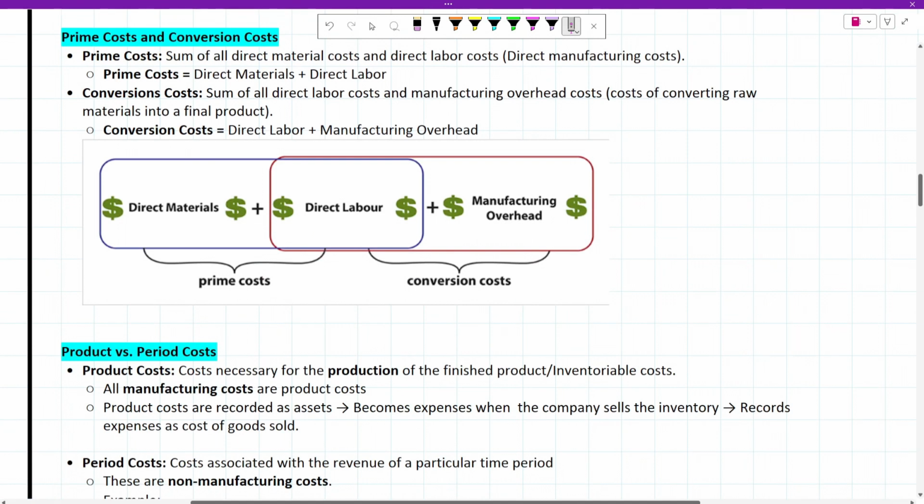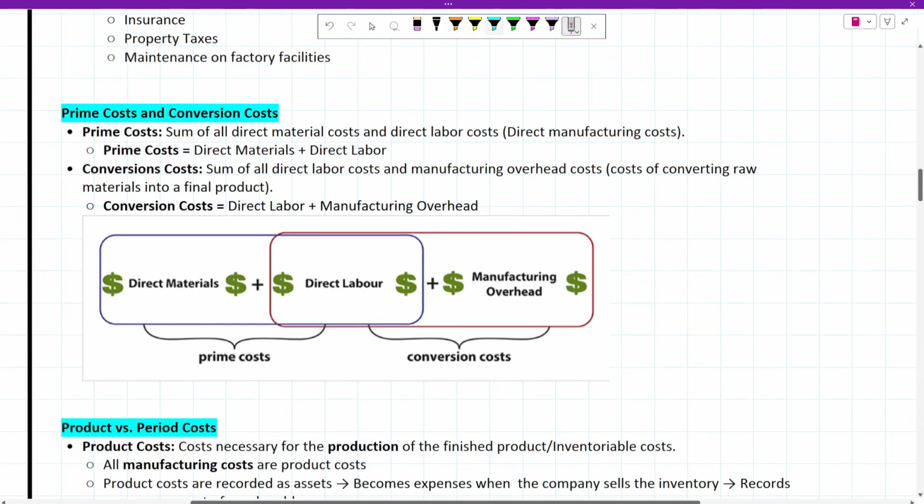So prime costs and conversion costs. Prime costs are the sum of all direct material costs and direct labor costs. So I'll put that in blue. The sum of the direct material costs and direct labor costs. This has to do with direct manufacturing costs. So prime cost is equal, and this is just if you guys like to look at it through a formula, it's just direct materials plus direct labor.